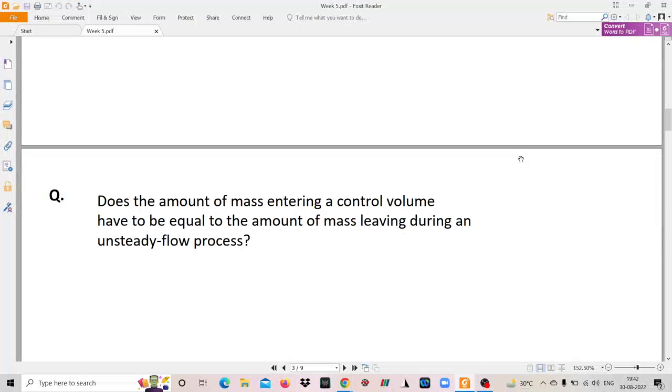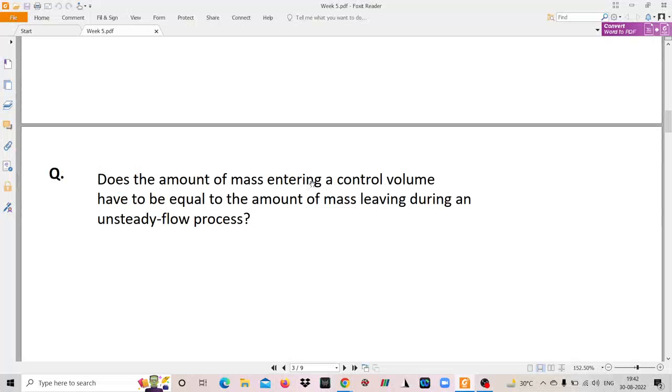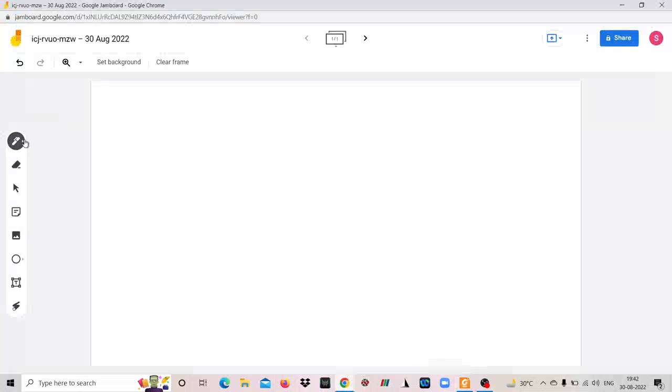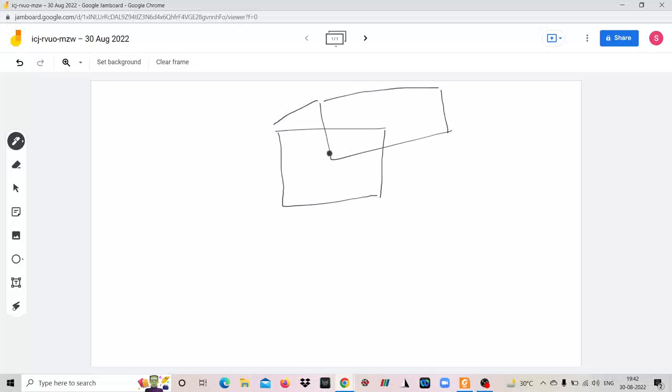The second problem asks, does the amount of mass entering a control volume have to be equal to the amount of mass leaving during an unsteady flow process? Please read the question carefully. Suppose we have a control volume, say a rectangular parallelepiped. This is our control volume.